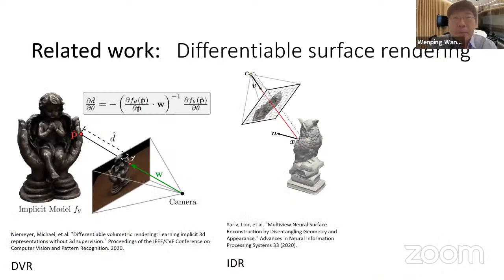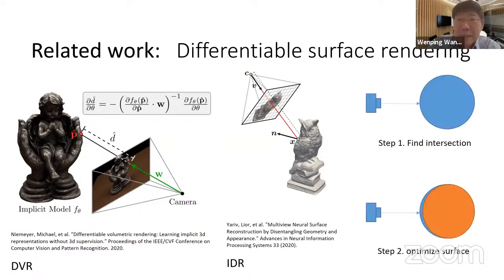In order to perform 3D reconstruction using this kind of neural rendering pipeline, related works include DVR and IDR. These are all recent works published last year. The central idea is so-called differentiable surface rendering. That is, we can use the input images, simulate camera positions, and find the camera rays' intersections with the potential 3D object surfaces.